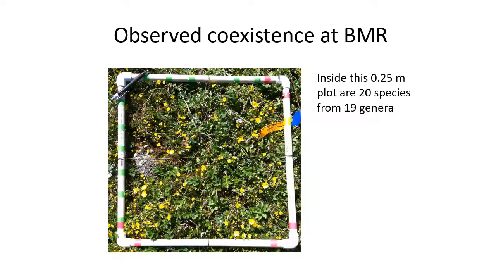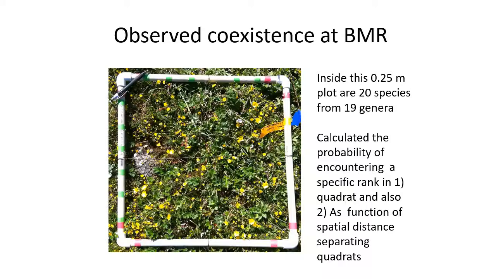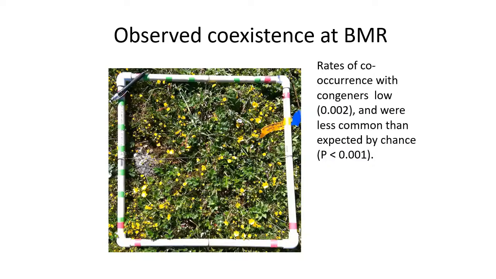And so we could place out quadrats, these are a quarter meter on a side, and look at what species we find in there. So inside this plot, there are 20 species from 19 genera. And so we can calculate the probability of encountering a specific rank at this really local coexistence scale, and also as a function of spatial distance separating quadrats. What is the relationship of when you start to encounter particular ranks?